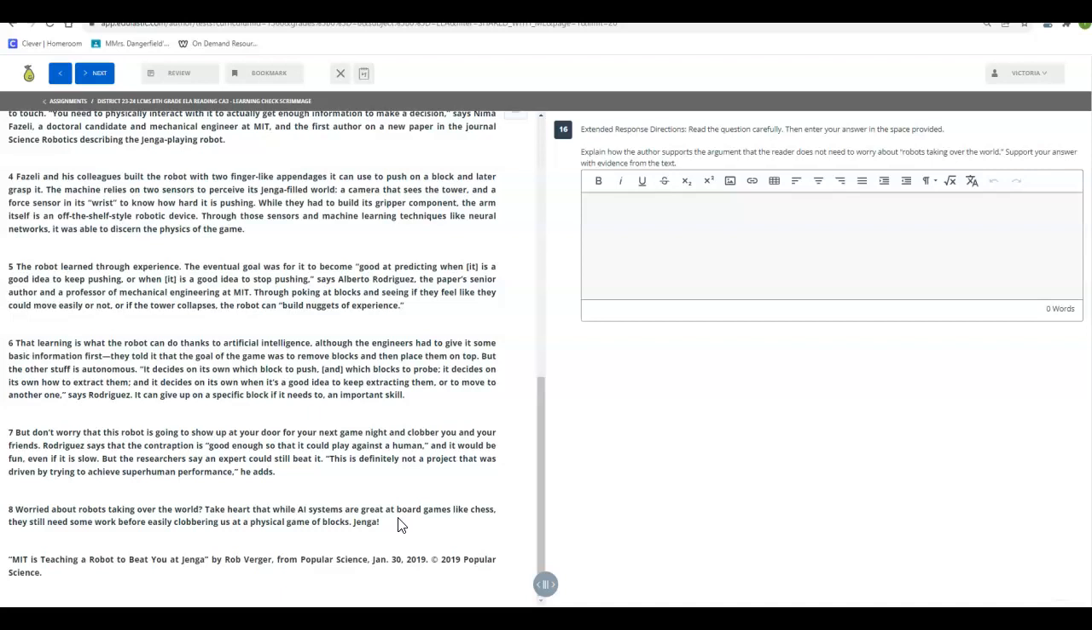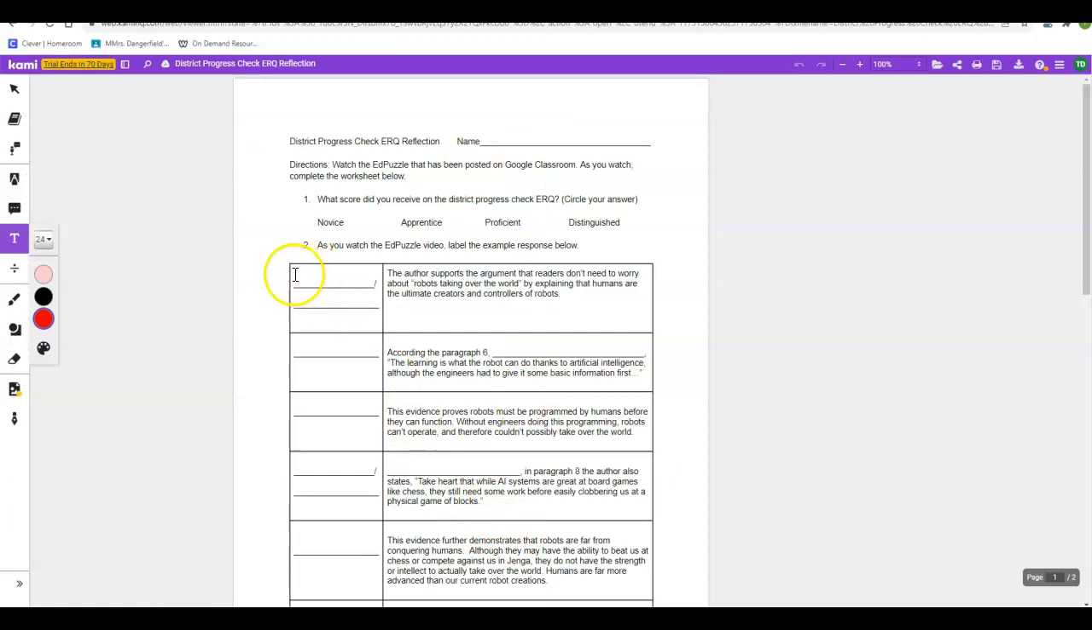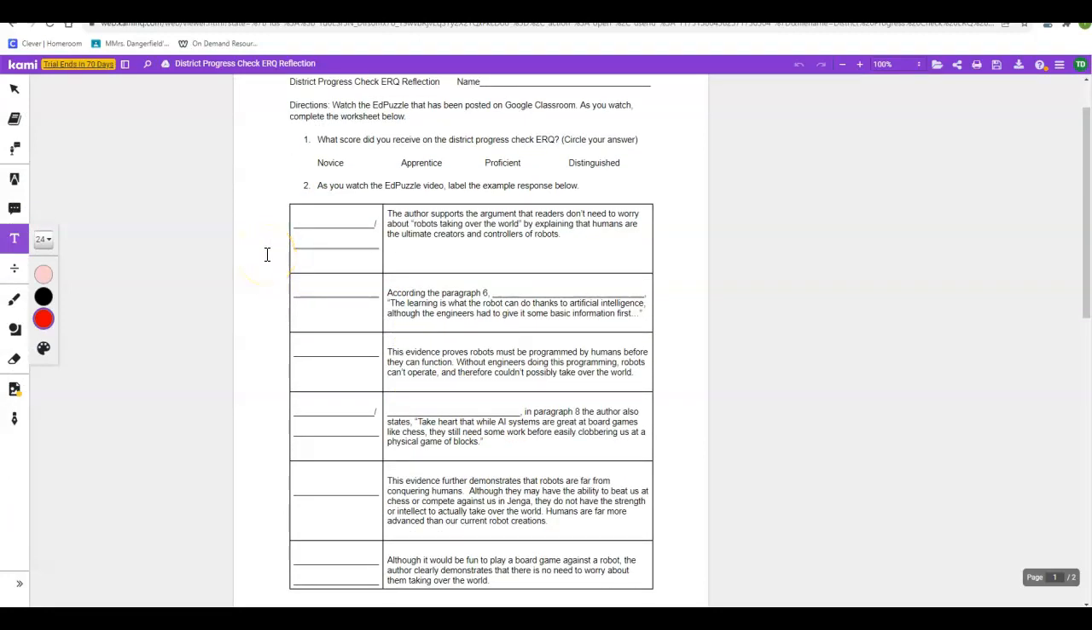Again, the question that we were asked to answer based on this passage is, explain how the author supports the argument that the reader does not need to worry about robots taking over the world. Support your answer with evidence from the text. We're going to go back to the paper that you should have on your desk, and we're actually going to look at an example response. Mr. Phelps, who created this assessment for us, actually came up with this response.